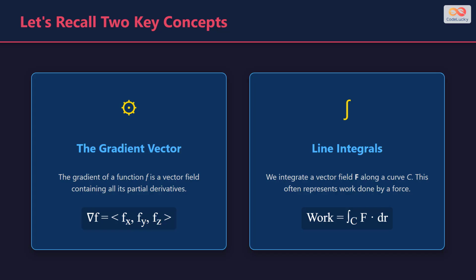Before we dive in, let's briefly recall two essential concepts. First, the gradient vector, denoted by nabla f. This is a vector made up of the partial derivatives of a function. Second, the line integral itself, which typically calculates the work done by a vector field force moving along a curve.